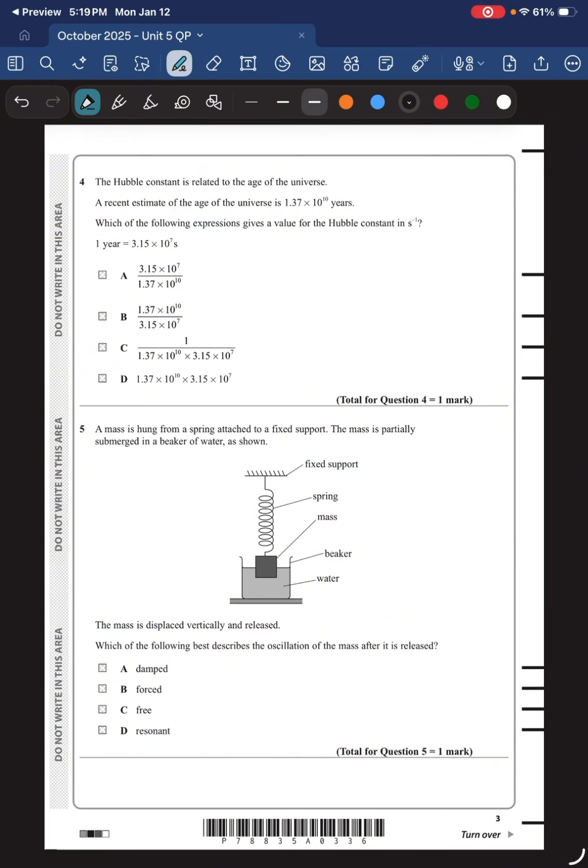Question 4. The Hubble constant is related to the age of the universe. A recent estimate of the age of the universe is 1.37 times 10 to the 10 years. So that's about 14 billion years. That's a long time.